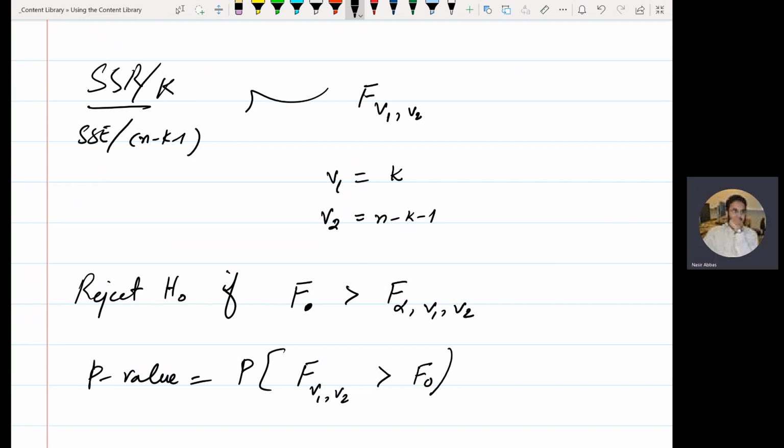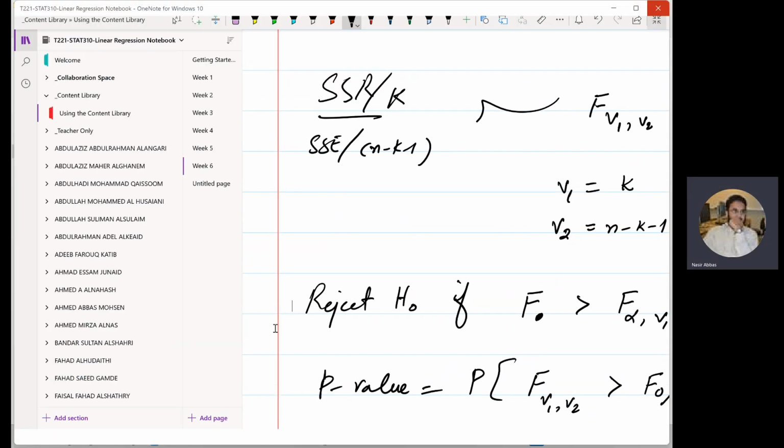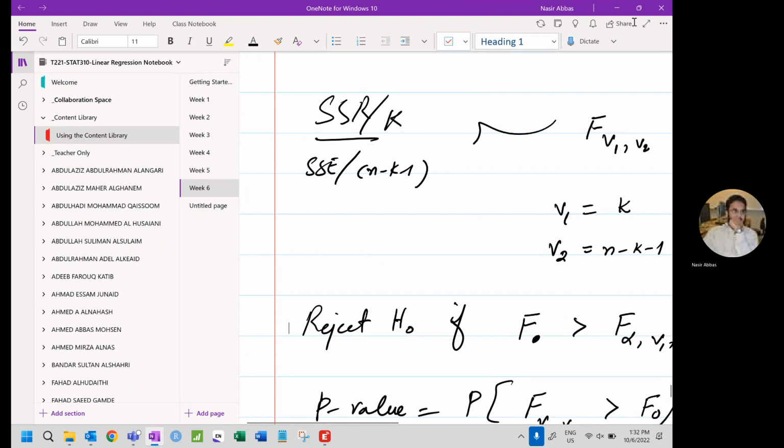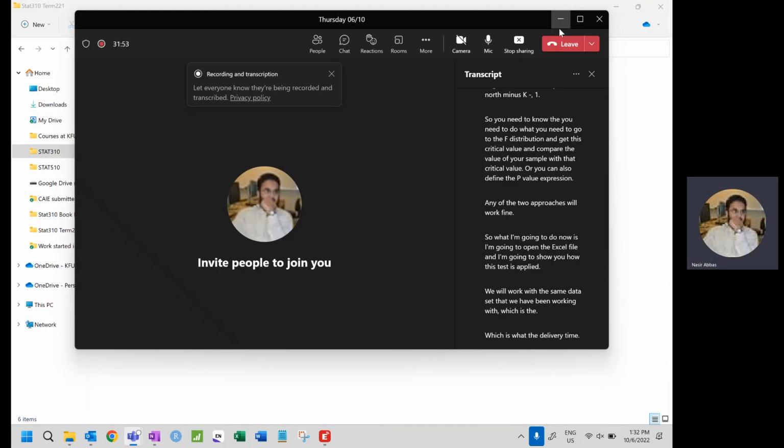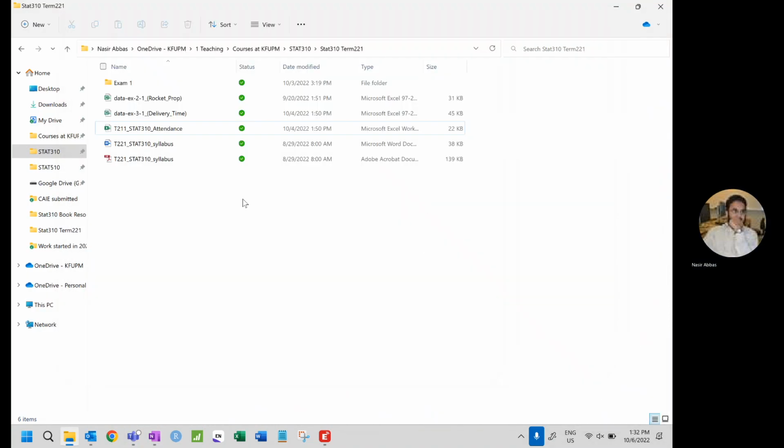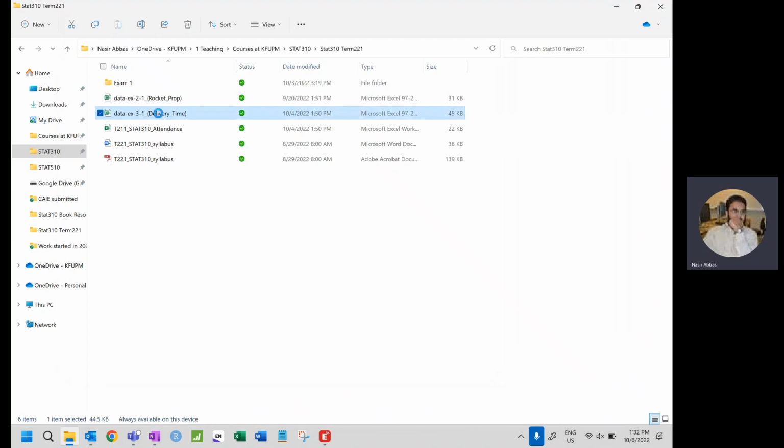So what I'm going to do now is open the Excel file and show you how this test is applied. We will work with the same data set that we have been working with, which is the delivery time, delivery time depending upon, yeah, this one, I think.